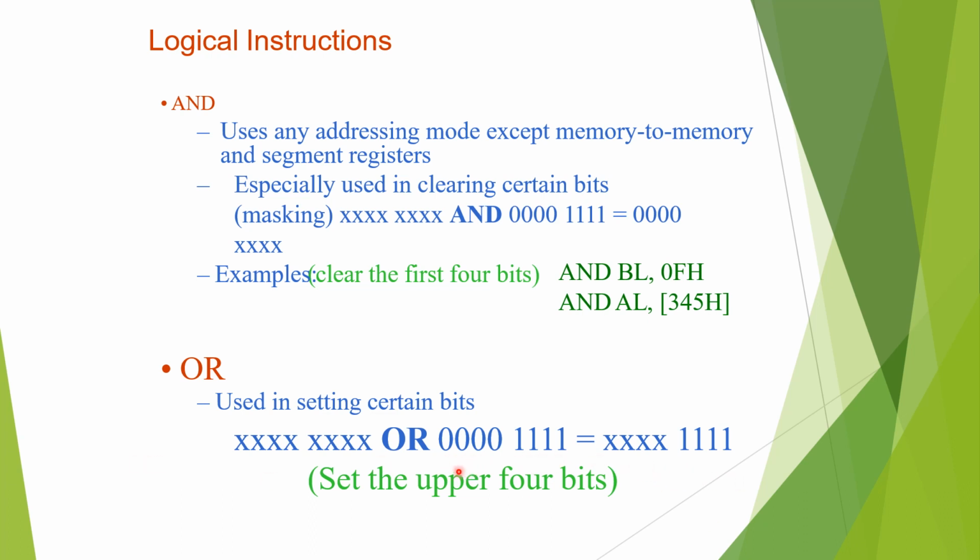So for the first 4 bits, don't care with 0, whatever the value in the don't care, may be 0 or 1, that will be reflected. For the next bits, lower bits, you have all ones. So if it is all ones, the output is always 1. So we are getting the output for the lower nibble as 1. So it is used for setting the upper 4 bits according to this example.